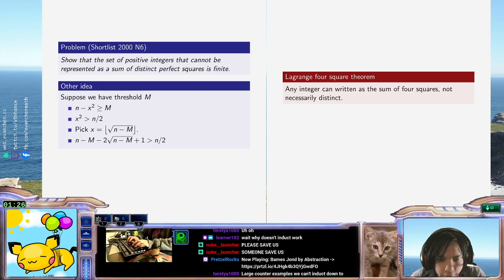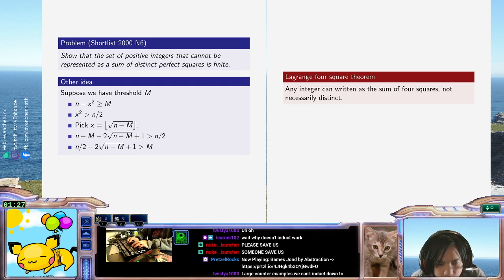Okay, and if I rearrange this, this is n over 2 plus m. Yeah, so I don't need n much bigger than capital M. I just need n bigger than like... 2m is not quite enough, but like 2m plus... 2m plus like square root m-ish should do it.